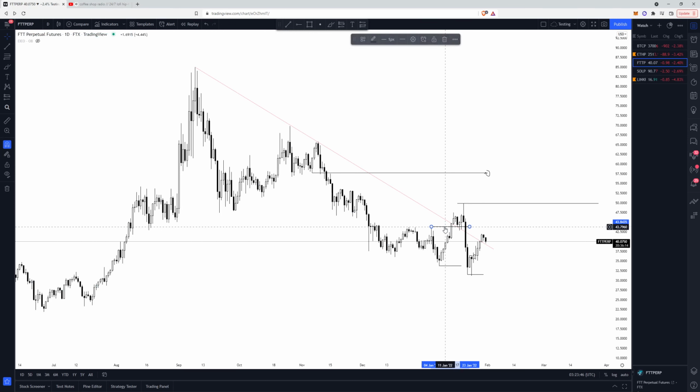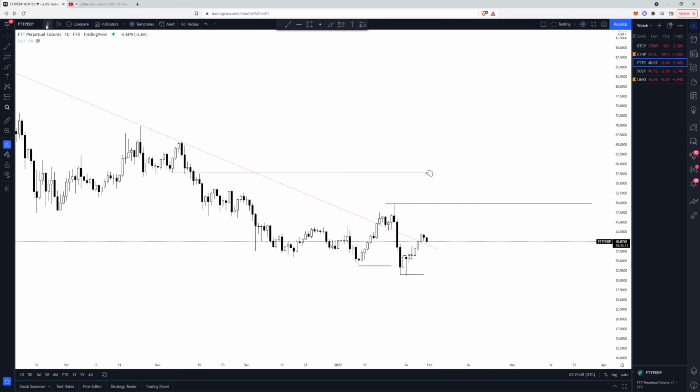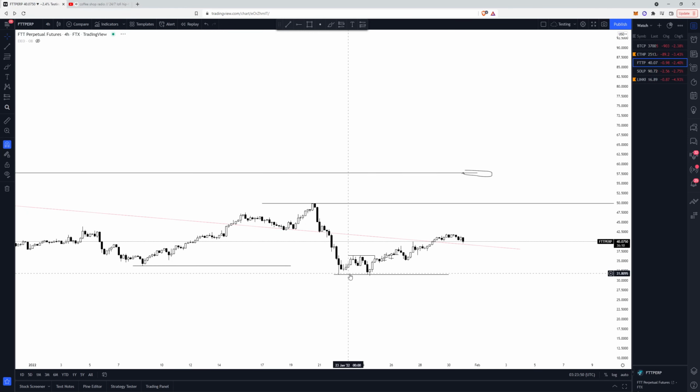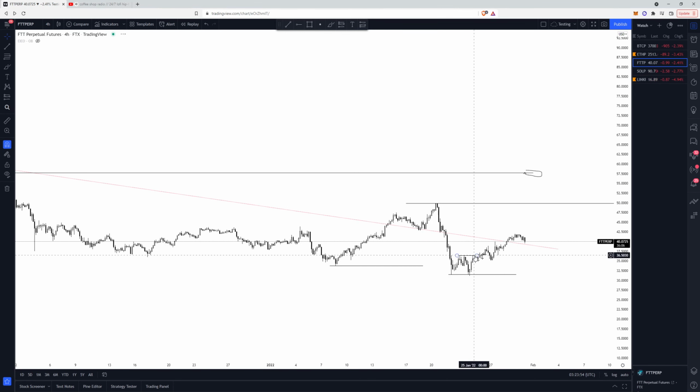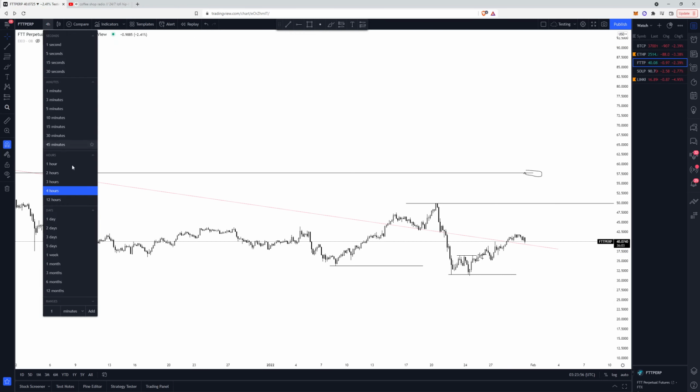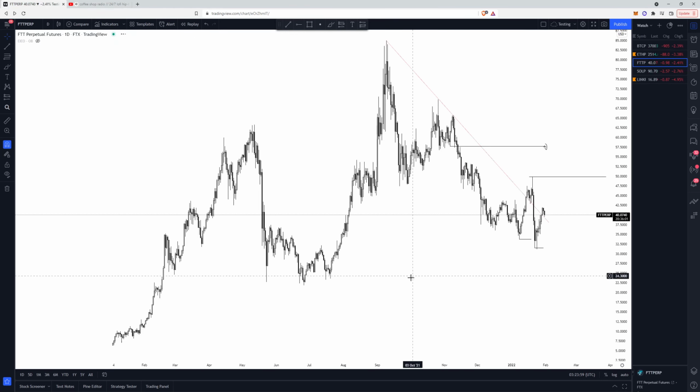Moving below this key low right here and then accumulating, sweeping out a low, breaking above these highs. So that's a really good sign. I'm already in my swing position from around $35. If we head back onto the daily, you can see we also have some more accumulation sitting here. So FTT is looking really good in my opinion.